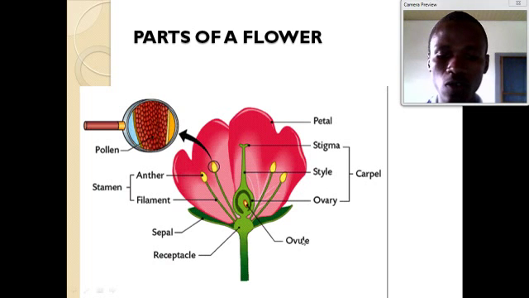We have ovule, receptacle, sepal. We have anther and filament. The anther and filament together form the stamen. We have the pollen grain, which is a component of the anther.